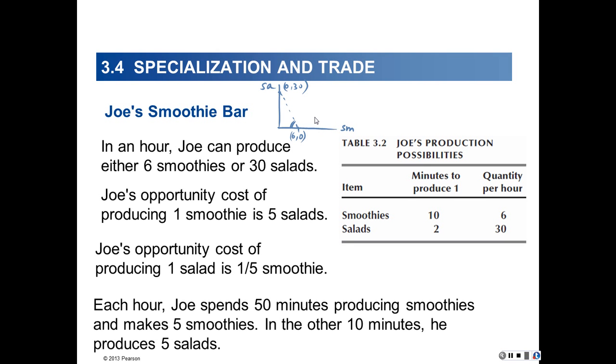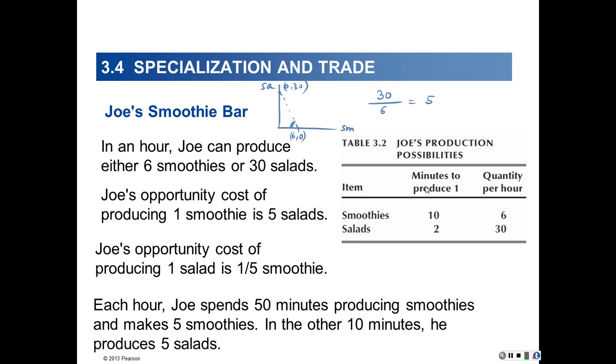Rise by run, somebody tell me. What's that slope equal to? Rise is 30, run is 6. So 5. And what's the meaning of that 5 again? What is that as an opportunity cost? It's the opportunity cost of producing one extra what? Smoothie. The good being measured along the horizontal axis, correct? So Joe, in other words, would have to give up 5 salads in order to make a smoothie. Correct?